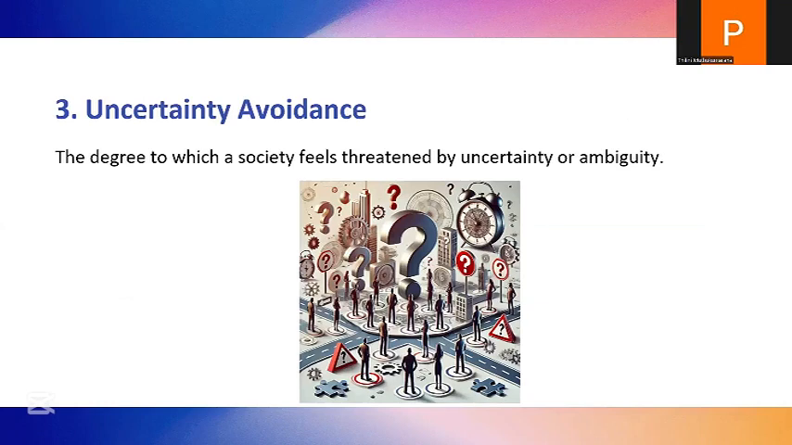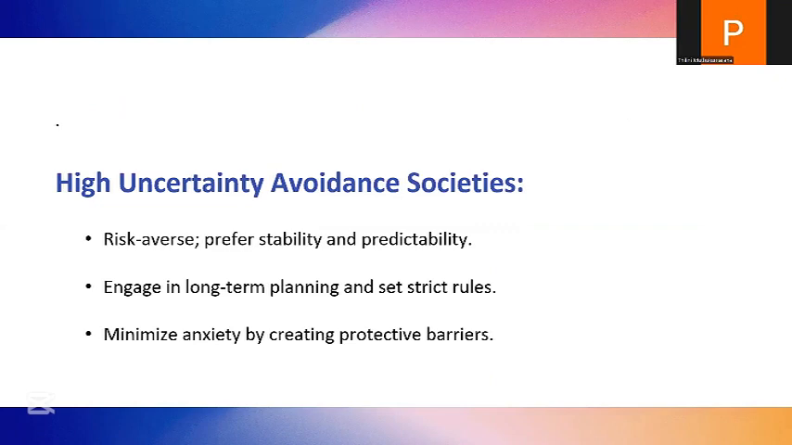Okay, in this, Hofstede is trying to highlight how a group or society feels threatened by uncertainty and ambiguity. So we have these kinds of cultures. If we analyze this factor, uncertainty, we have high uncertainty avoidance societies and also low uncertainty avoidance societies. So you can see the high uncertainty avoidance societies. These are the key characteristics they have.